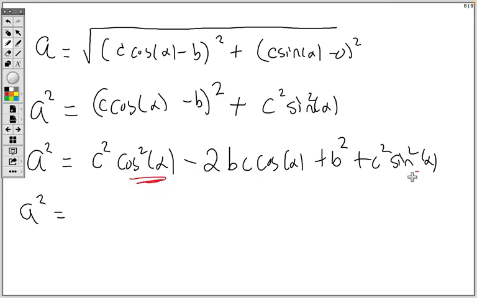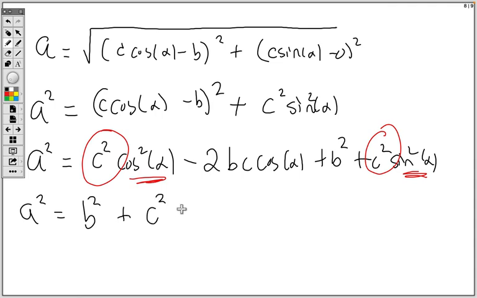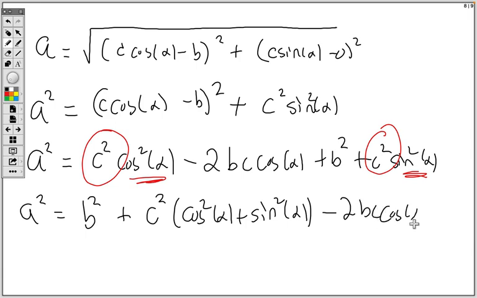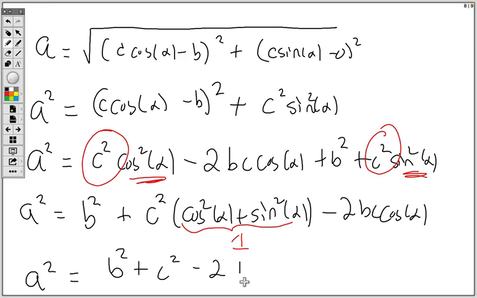You see that cosine squared alpha plus sine squared alpha. We know that together those will add up to 1. I've got a c squared coefficient out front. So I'm going to rewrite this with the b squared first, just for alphabetical order. And then I'll factor that c squared out of the cosine squared term and the sine squared term. And now I just use the Pythagorean identity. Cosine squared of an angle plus sine squared of the same angle is always 1. And boom, there's the law of cosines. Okay? To get the other variant, once again, you're just solving for cosine alpha.